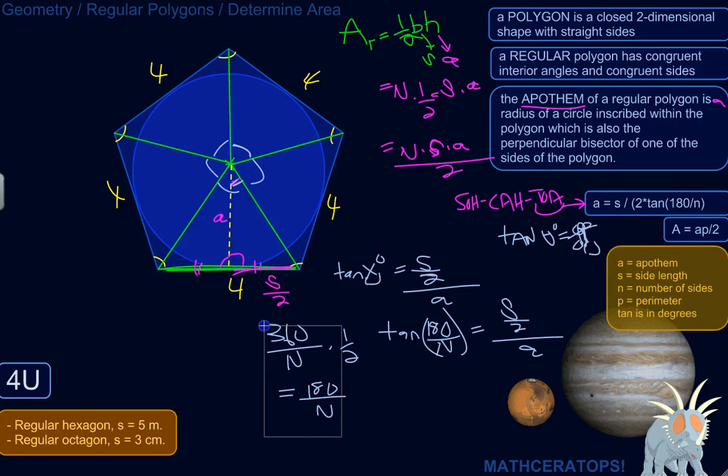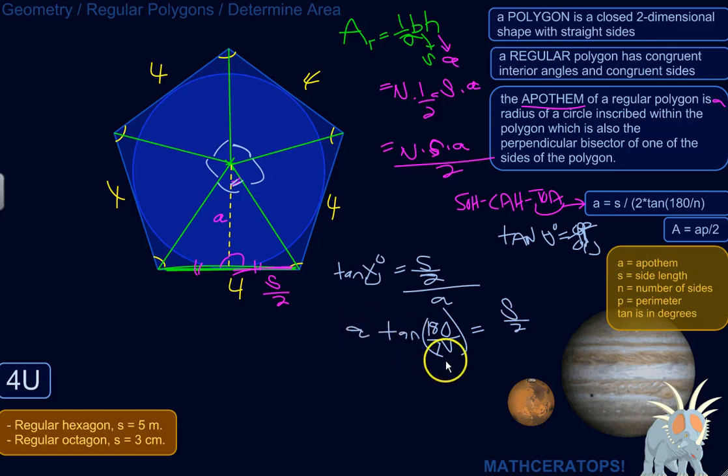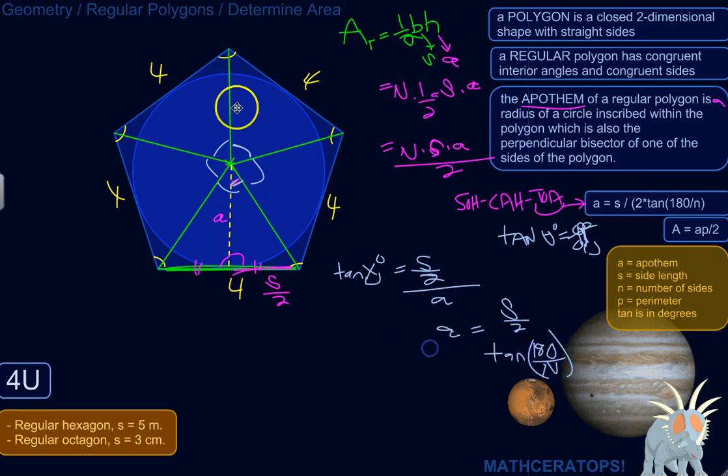So we could just solve this for A. Let me make some room here. We can multiply both sides by A. So I'm just going to move A over there. It got multiplied and canceled out over here, and now it's over here. A times the tangent of 180 divided by n. And then I could divide both sides by tangent of 180 over n, so that this is divided away and becomes part of the denominator over here. So this becomes S over 2 times the tangent of 180 over n. And that's our formula. The apothem is the side length divided by 2 times the tangent of 180 over n. Tangent being taken in degrees.